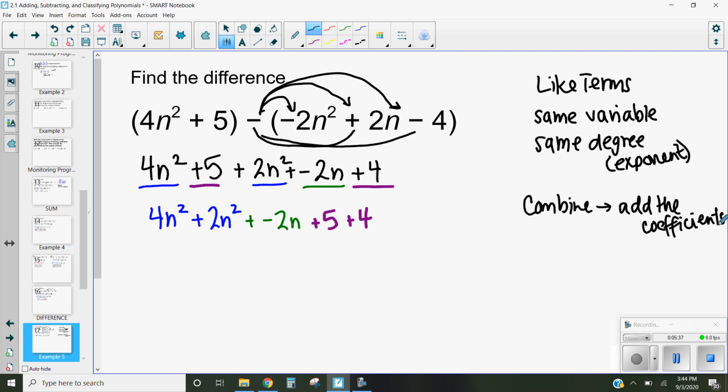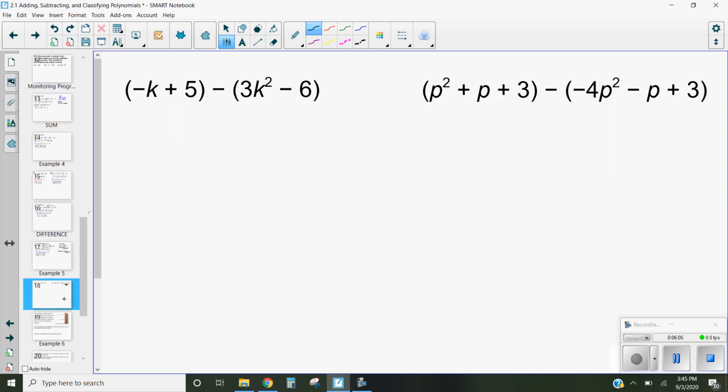So when I'm adding these coefficients, 4 plus 2 is 6n squared. Here I have a coefficient of -2 and nothing combined with it, so plus -2n, and then 5 plus 4 is 9. So the difference between 4n squared plus 5 and -2n squared plus 2n minus 4 is 6n squared minus 2n plus 9.